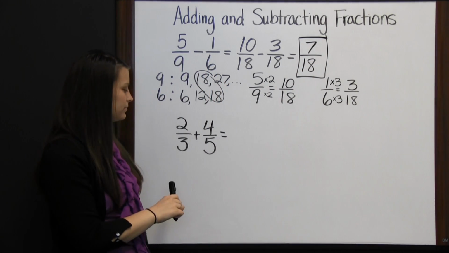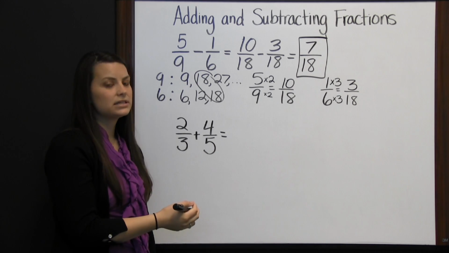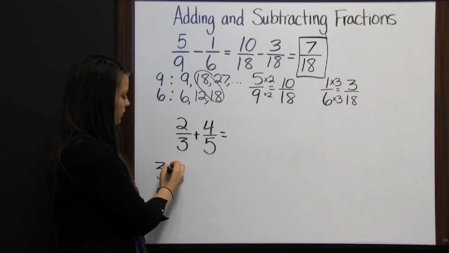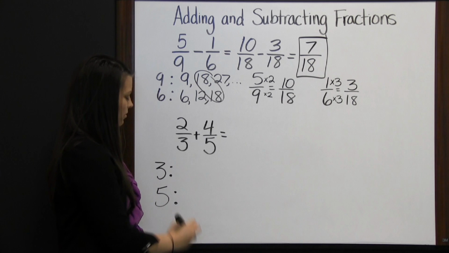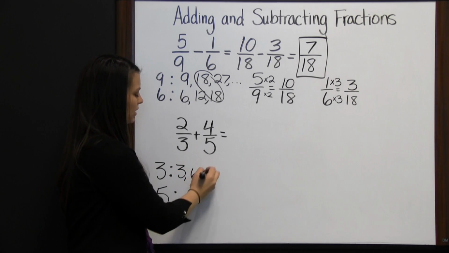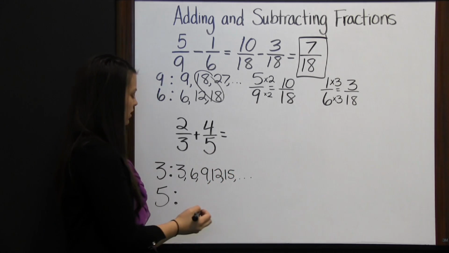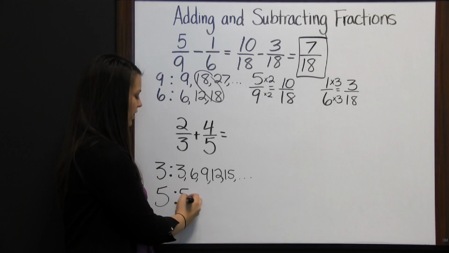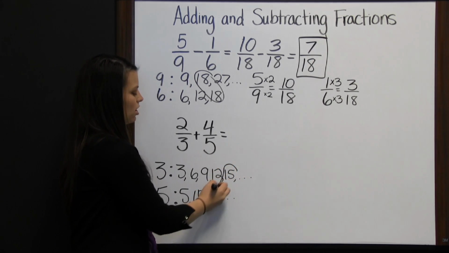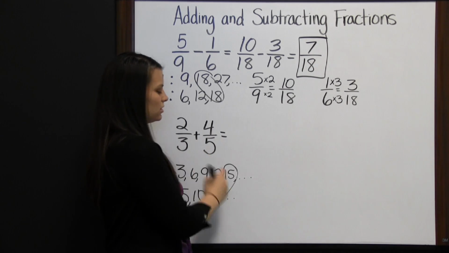Let's look at an addition problem. Again, we've got to see if our denominators are the same, and if they aren't, then we need to change them so that they are. So we're going to find the least common denominator for 3 and 5, which means we're finding the least common multiple for 3 and 5. So I'll list the multiples: 3, 6, 9, 12, 15. And my multiples for 5, 10, 15. So my least common multiple is 15, which means I'm going to change both my denominators to something over 15.